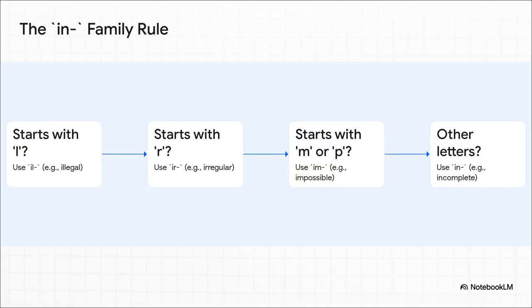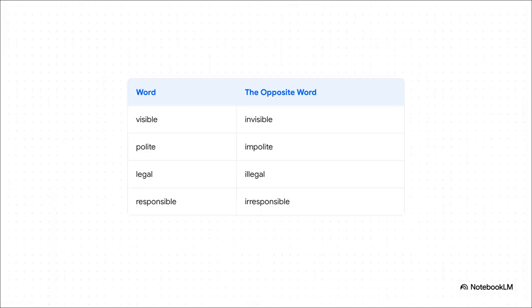And what's so cool is that there's a real logic to this. It's not random. It's all about making the words sound better and easier to say. So if a word starts with an L, you use ill. If it starts with an R, it becomes ir. Before an M or a P, it morphs into im. And for pretty much everything else, you just stick with the default, in. See? It's a system. And you can see that whole system in action right here. Just look at how the prefix changes to match the first letter of the word. Impolite, illegal, irresponsible. It's actually a pretty beautiful, logical pattern once you see it.